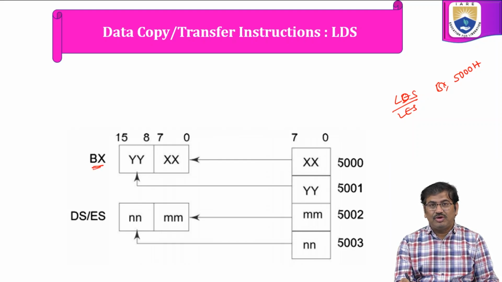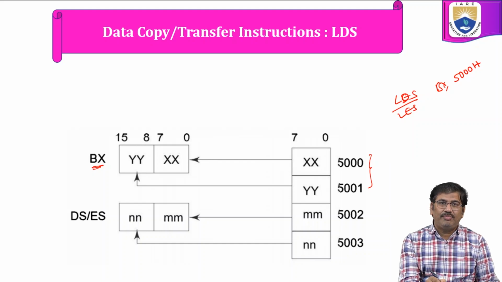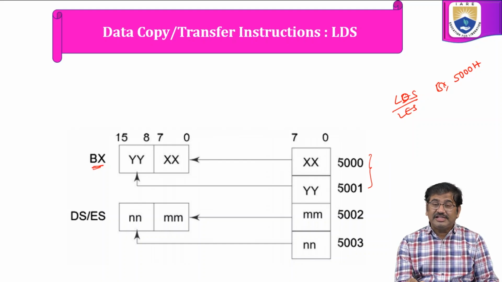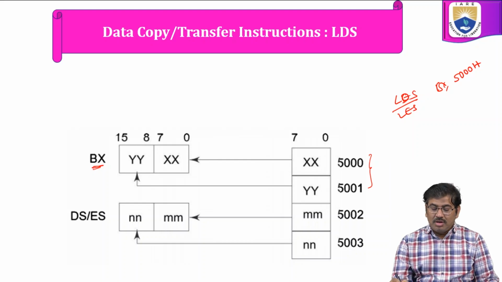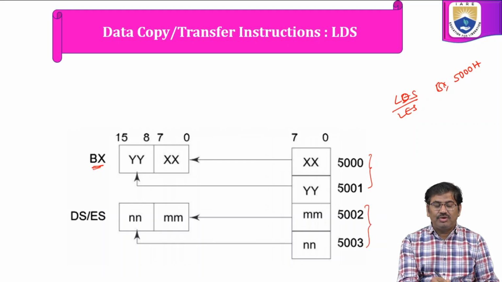As we know, each memory location is 8-bit size. Two memory locations it is going to take for the BX register. If the 5000H location contains, assume, XX, that will be loaded in the lower byte of the BX register. The next memory location contains YY, which will be loaded into the upper 8 bits of the BX register. After 5000 and 5001, the subsequent memory location contents, which are of 16-bit size, that is two memory locations, will be copied into either the data segment or extra segment.